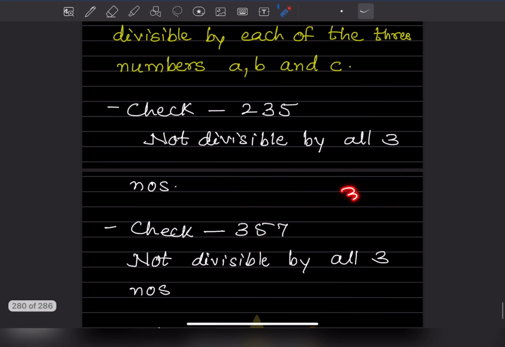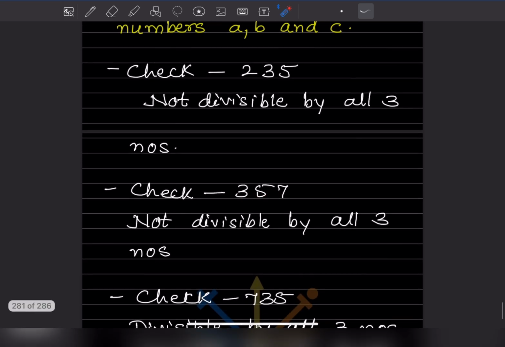Then for 7, yes, it will be divisible by 7. 7 fives are 35 and 7 ones are 7. But it is not divisible by 5. It should be divisible by all three numbers. So it is not divisible by all three numbers, and we cannot take this number.